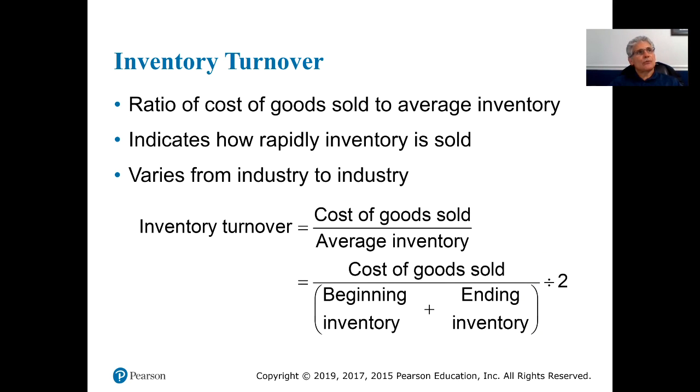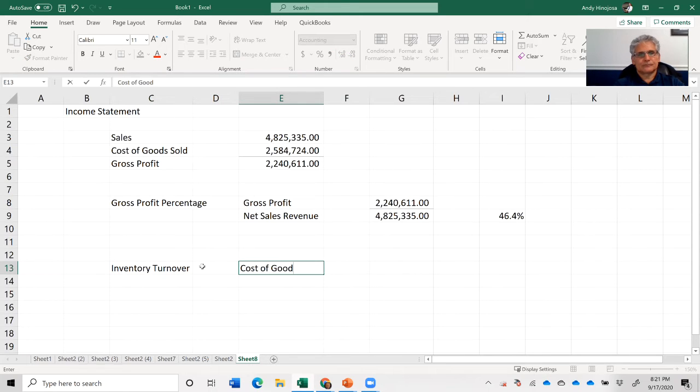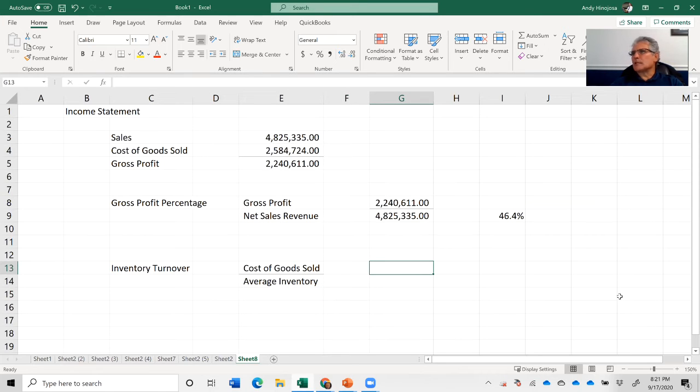Well, we have the numbers already categorized in a way that we could compute this pretty easily. The inventory turnover rate is computed by taking the cost of goods sold and dividing it by the average inventory. It appears that our cost of goods sold in this example is, I'm going to give it to you, 2,584,724. And we got this from the income statement, by the way. We can go look at the income statement. It shows the cost of goods sold. Oh, we have it right here. See, it's right there, cost of goods sold. Well, we're going to look at the balance sheet.